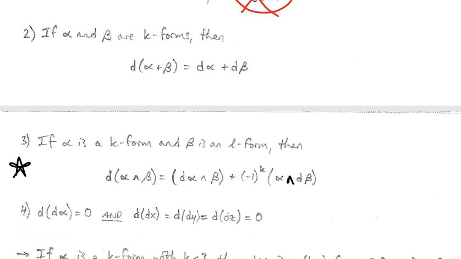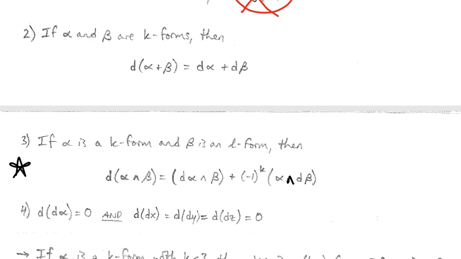So if we have a k form, call it alpha, and we have an L form, call it beta, then the derivative of alpha wedge beta is equal to the derivative of alpha wedge beta, plus negative 1 raised to the power k times the quantity alpha wedge the derivative of beta. So if you think about this, you differentiate the first thing listed, and you take the wedge product of that and the second thing listed. That makes up the first half of your result.